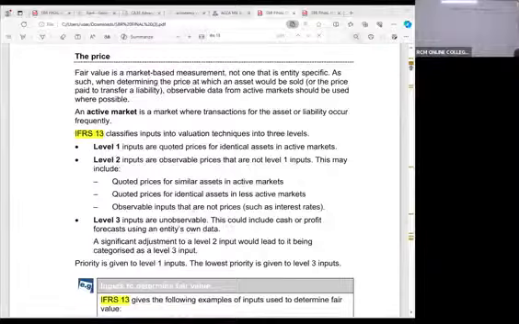So here the inputs are unobservable. There is nothing that is quite identical or similar to the Holy Family Basilica that you can use. So the inputs here are unobservable. The level 3 inputs are unobservable. This could include cash or profit forecasts using an entity's own data. Ladies and gentlemen, please listen to me very well.